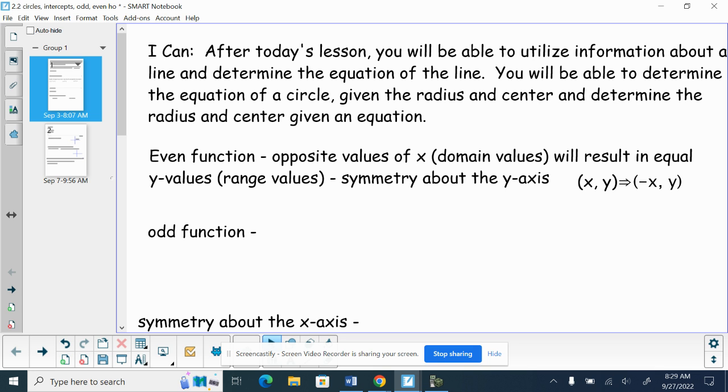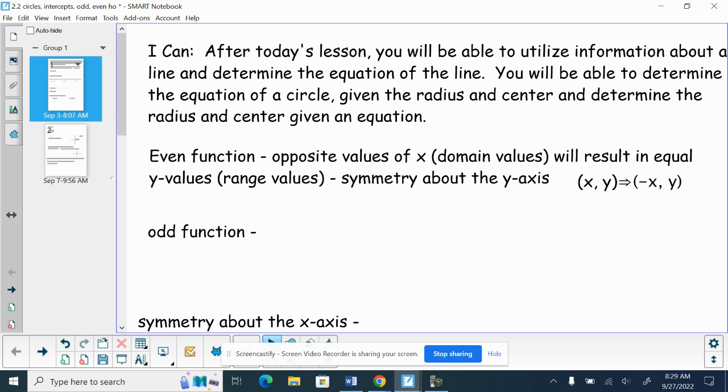Opposite values from the domain will result in equal values from the range. You have symmetry about the y-axis, which means whatever you see on one side, you'll see on the other side of the y-axis. If I take a look at ordered pairs, my ordered pairs would be (x, y) and (-x, y). No matter if I have x or its opposite value of x, I'm going to get the same y values.